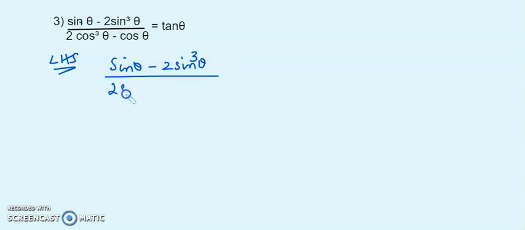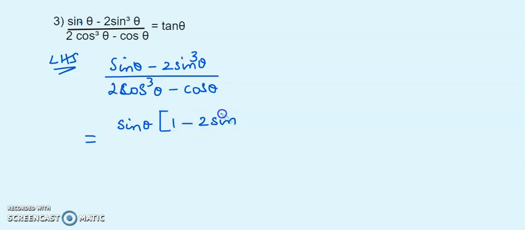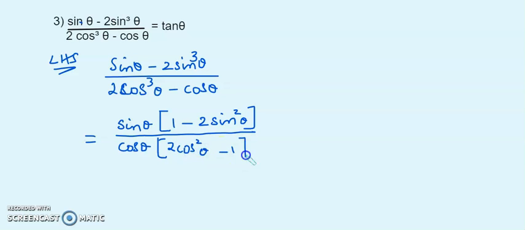Again, there is no use of taking the RHS because RHS has only tan theta and we cannot do anything with the tan theta. There's no rule for that. Okay, so let's take sine as the common factor in the numerator. So when I take sine as a common factor, I'll get 1 minus 2 sine square theta. And when I take cos as the common factor in the denominator, I'll get 2 cos square theta minus 1.